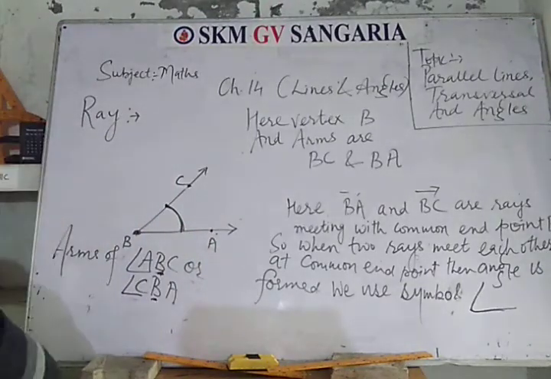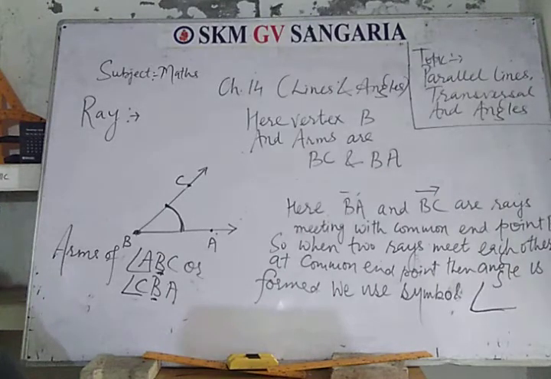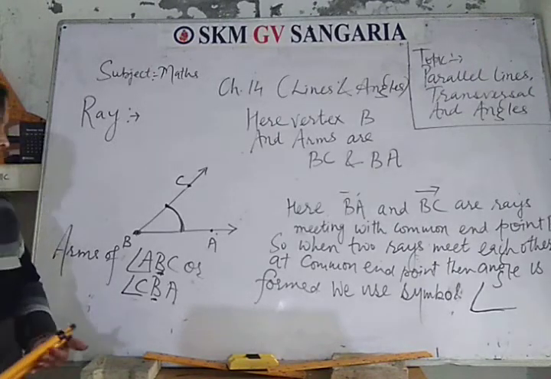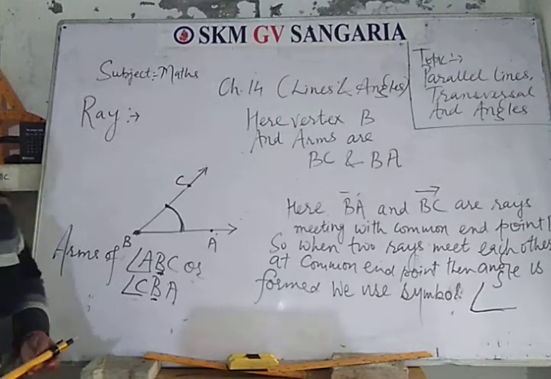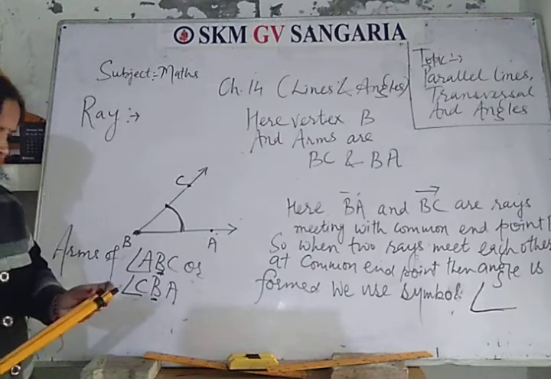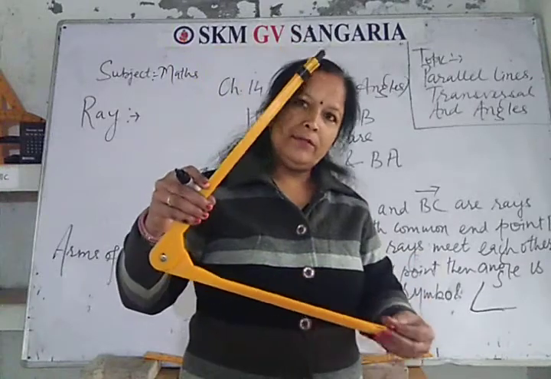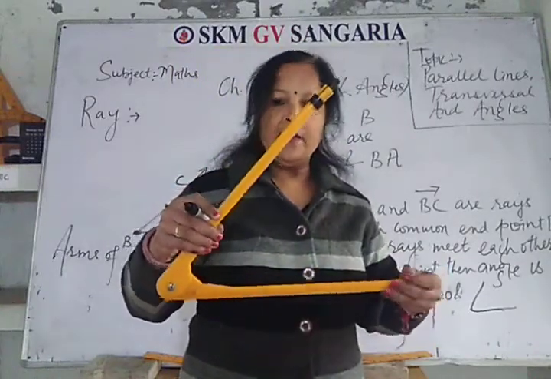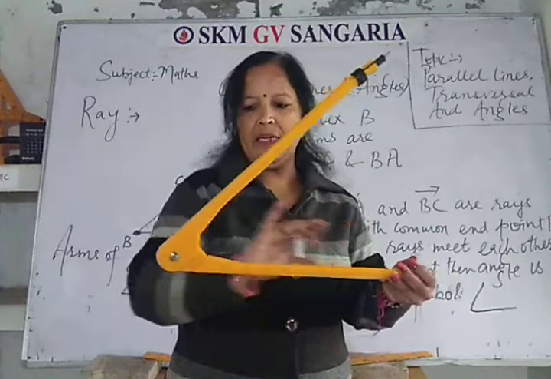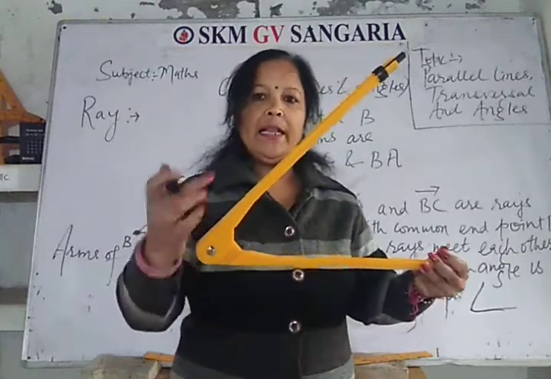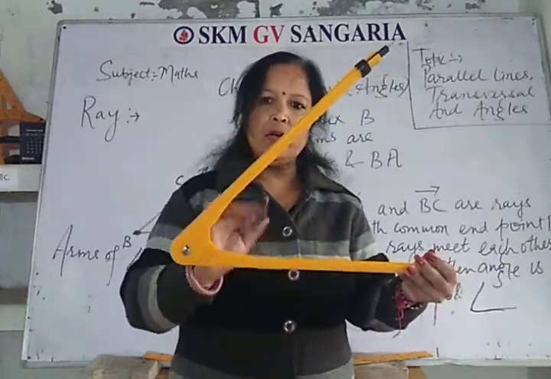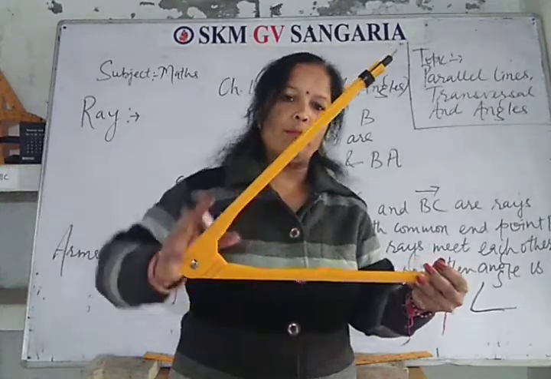And you have also seen compasses and a divider in your geometry box. That divider is also an example of an angle. When two rays meet each other at a point, then an angle is formed.